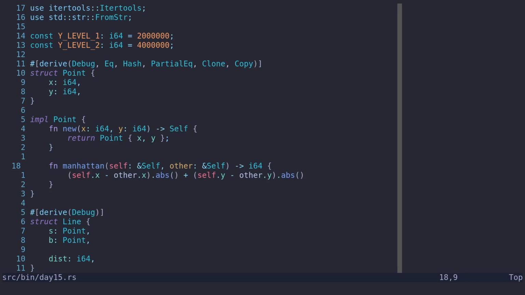So for the solution, I used again this point structure, and yeah, I made some small helper functions like the Manhattan distance for this structure. It just adds together the difference between the x coordinates of 2 points and the y coordinates of 2 points, and it does the absolute value, and then it sums them.